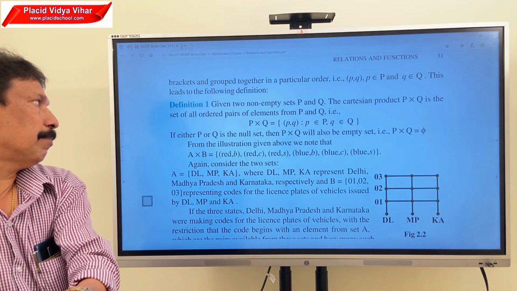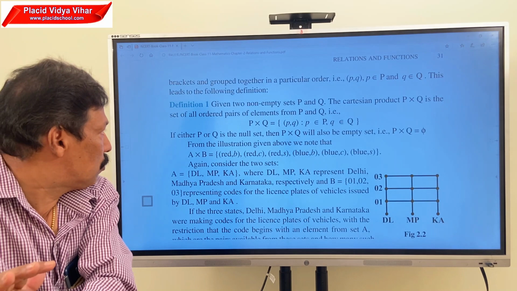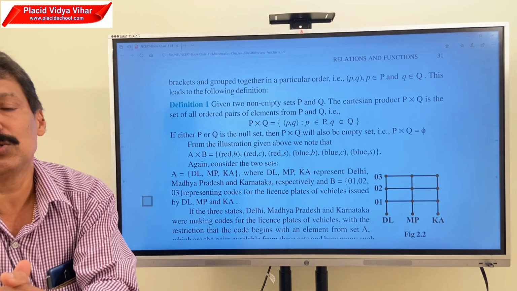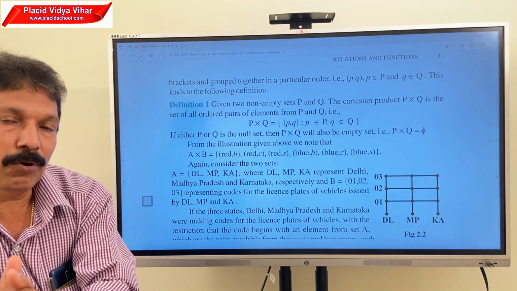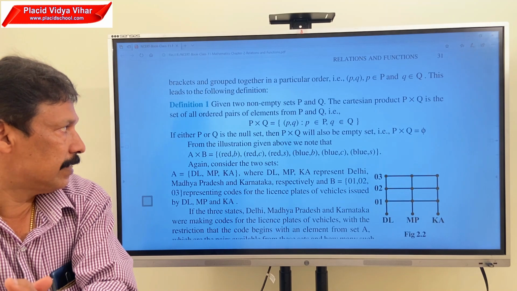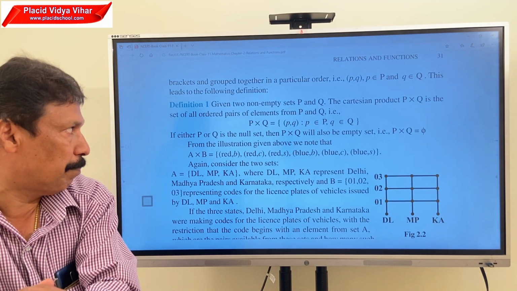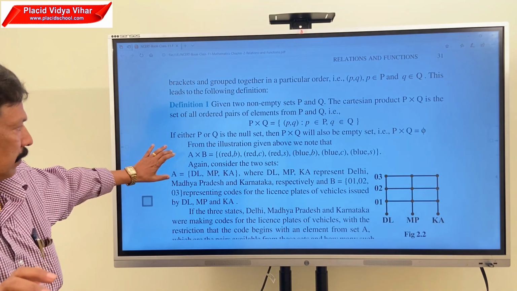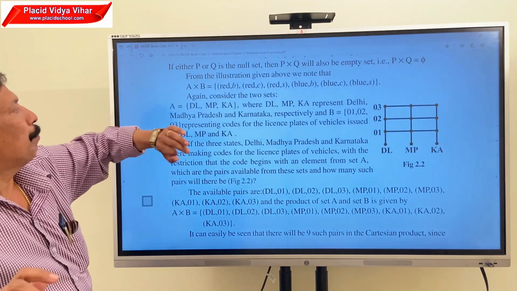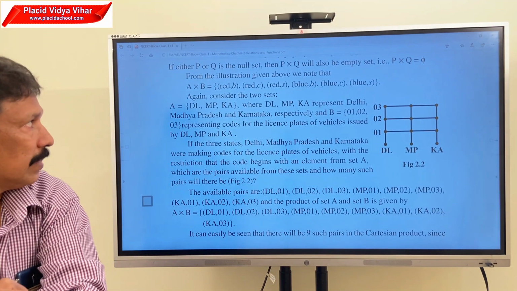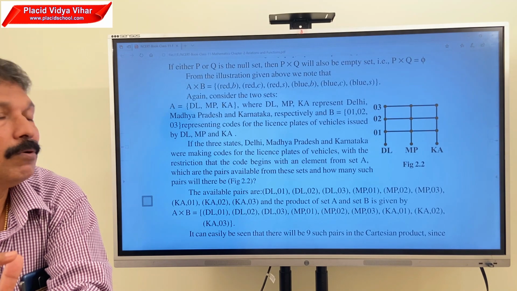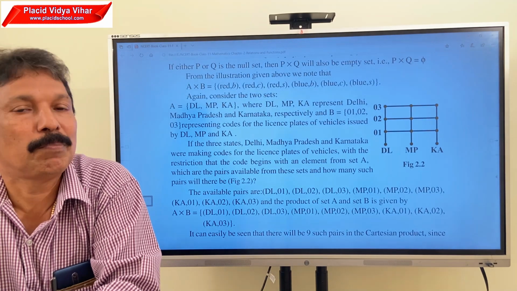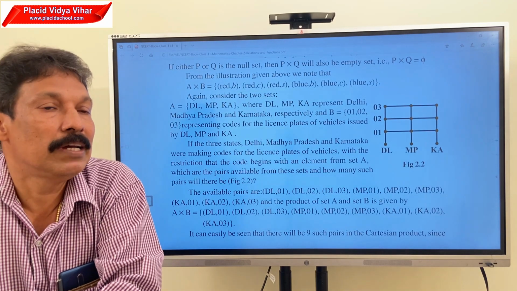Given two non-empty sets P and Q, the Cartesian product P cross Q is the set of all ordered pairs of elements p and q. That is, P cross Q equals the set of ordered pairs (p, q) such that p belongs to capital P and small q belongs to capital Q. Then one property is: if any one of P or Q is a null set, then P cross Q will also be a null set. That is, if any one of the sets A or B is a null set, then A cross B is also a null set.